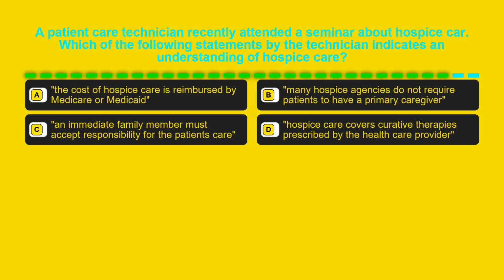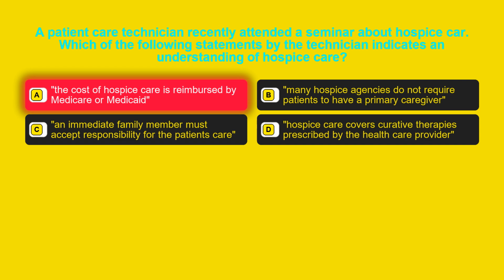Question 63. A patient care technician recently attended a seminar about hospice care. Which of the following statements by the technician indicates an understanding of hospice care? Option A, the cost of hospice care is reimbursed by Medicare or Medicaid. Option B, many hospice agencies do not require patients to have a primary caregiver. Option C, an immediate family member must accept responsibility for the patient's care. Option D, hospice care covers curative therapies prescribed by the healthcare provider.